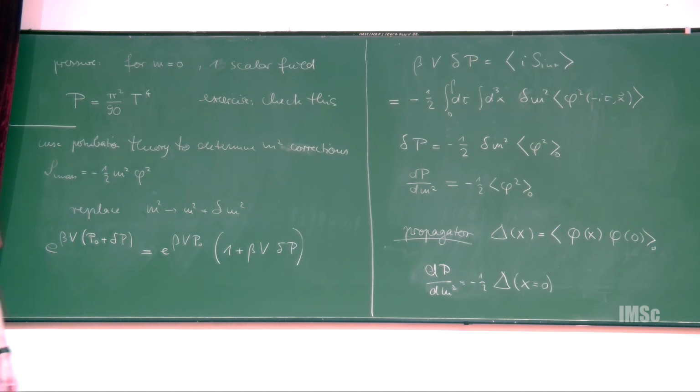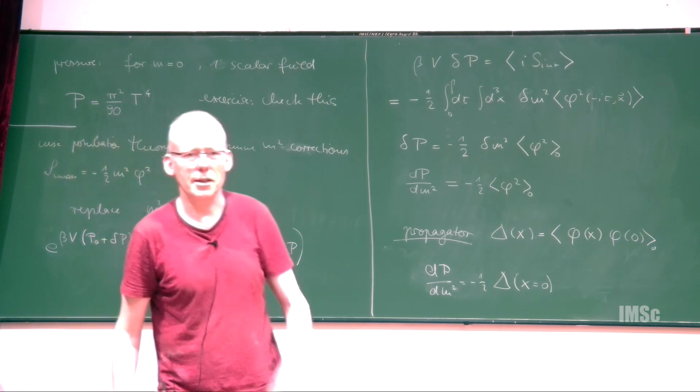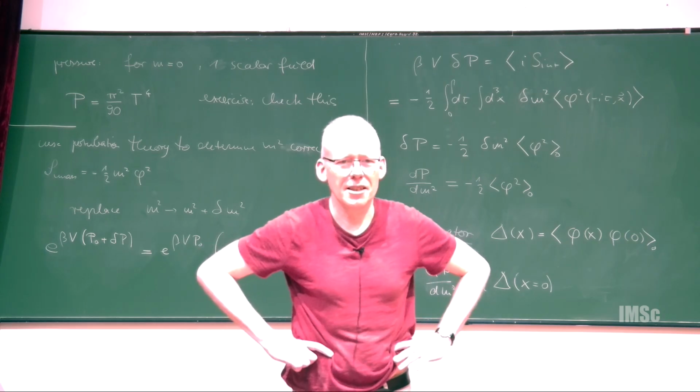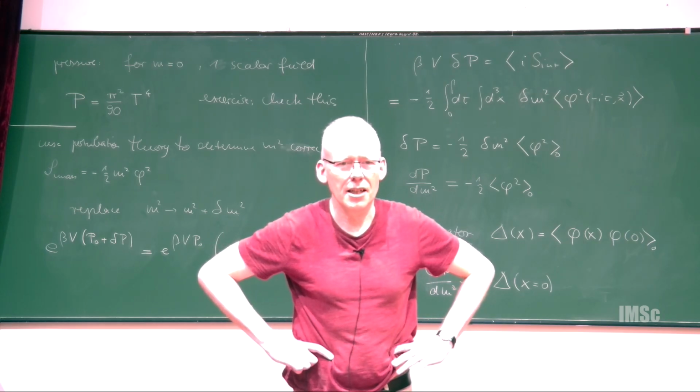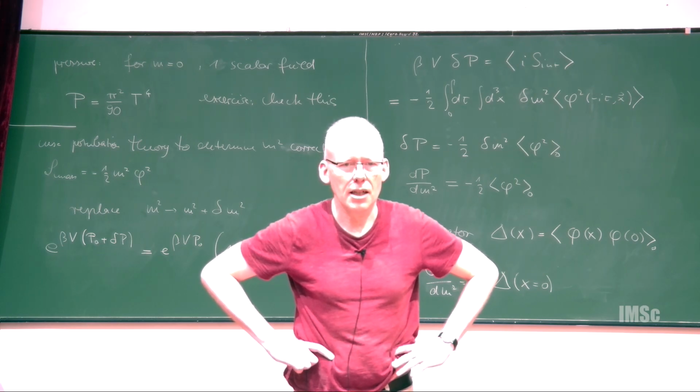Sir, one question. You did the d tau and dx integral in the above part by assuming translation invariance. But what does it mean to assume translation invariance in imaginary time?